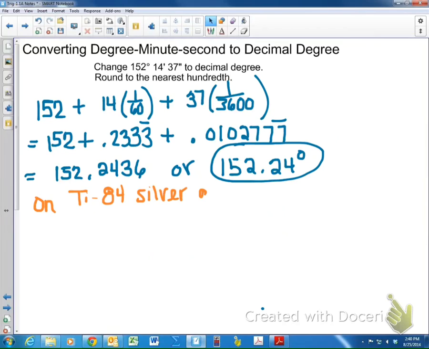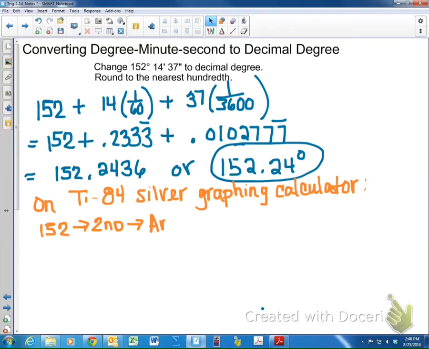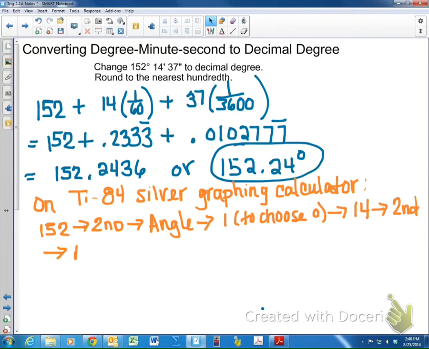Now, this is super easy on your graphing calculator. Again, I'm using a TI-84 Plus Silver Edition graphing calculator. You're going to take that 152. You're going to hit your second button, and then angle, and then you're going to choose 1 to choose the degree. So 1 is the first thing on there, and you're going to see a little degree symbol. Just hit 1. Then it's going to go back to your calculator, and you'll see 152 degrees. So now put 14 in. Hit your second button. Hit angle again, and this time choose number 2 to choose the minutes.